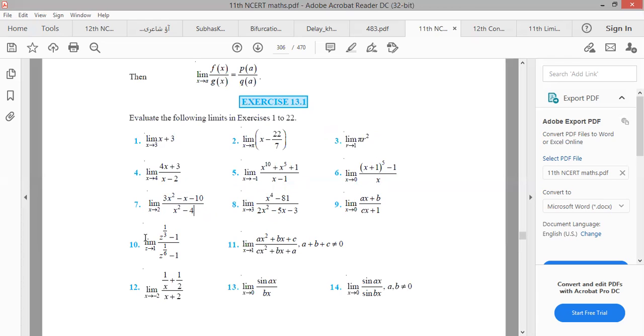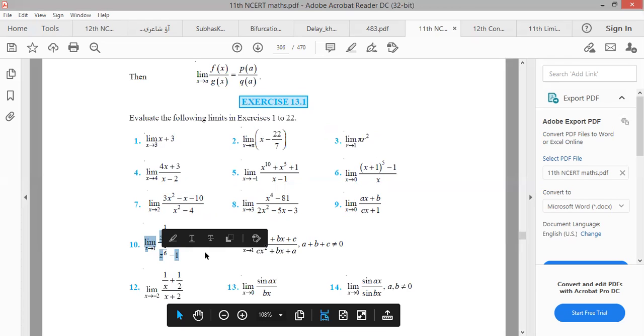And just like that, question number 10 is also based on the same lines. We will divide here by z minus 1 and here by z minus 1, and we will get the answer. And there are so many questions based on this theorem. I hope that you can solve these questions.